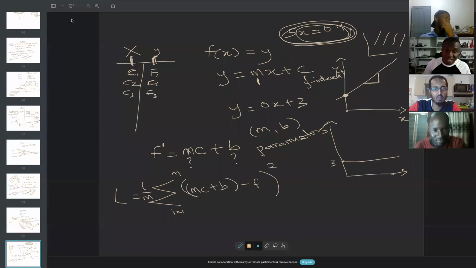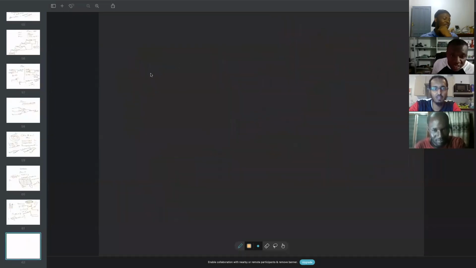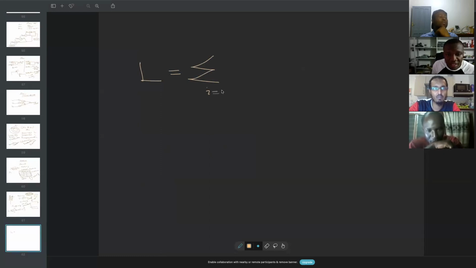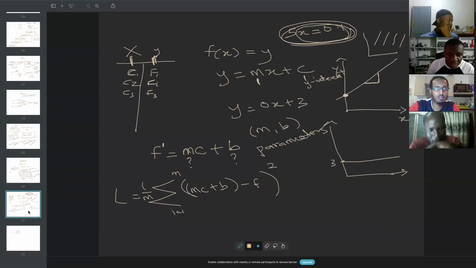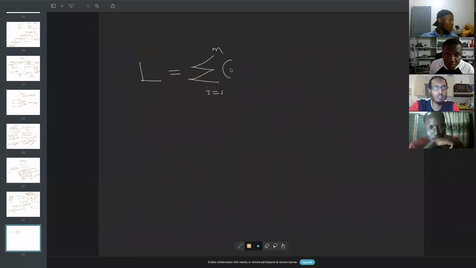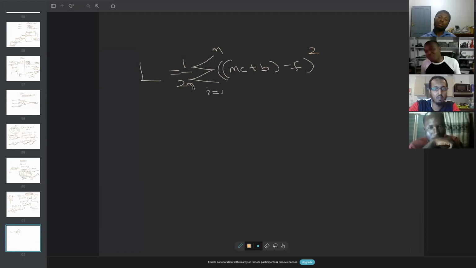Let me go to a new page, write it there, then we can spend time on it. So I'll say loss is equal to sigma i starting from 1 to m. Then we have our MC plus B minus F, all squared. And then we multiply that by 1 over 2m. Some people also make it 1 over m. It doesn't really matter. This is called the mean squared error.